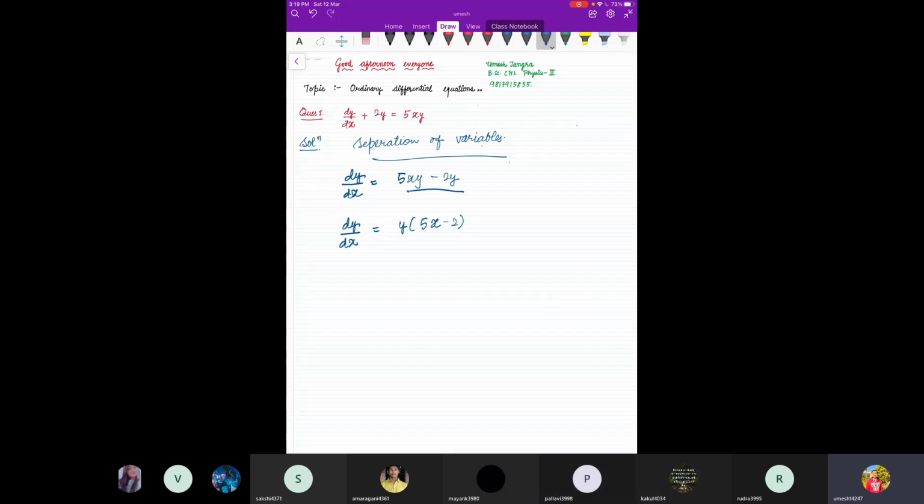Okay, so now I'll be separating the variables, like the coefficients of y on one side and those of x on the other side. So what we can do is we can just cross multiply them.